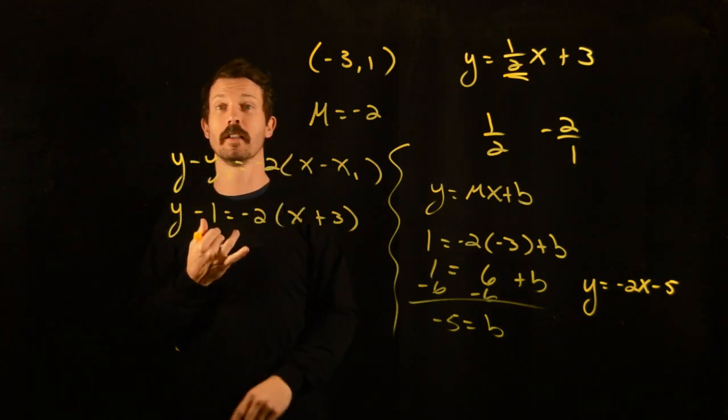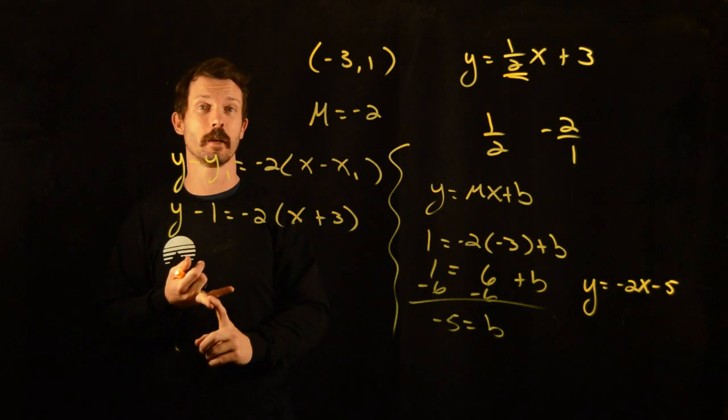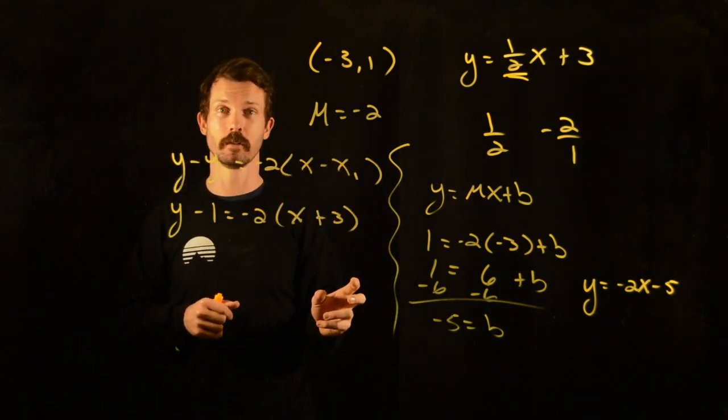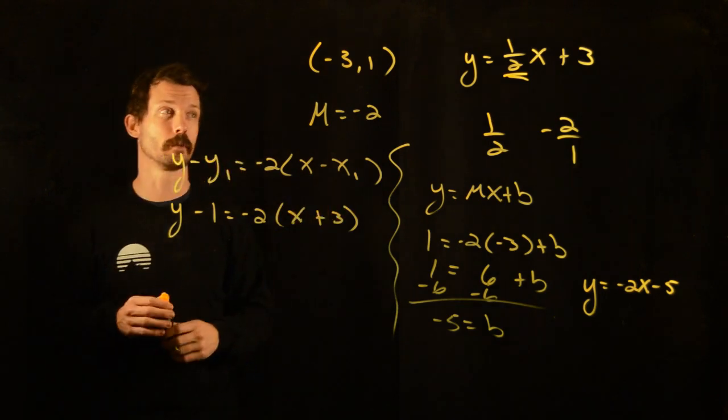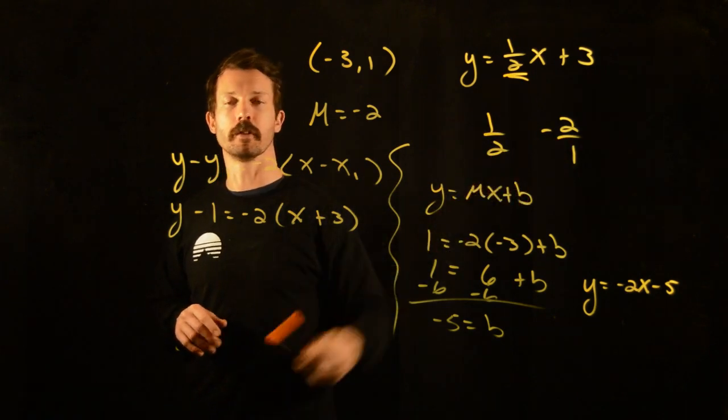So remember, parallel lines have the same slope, but different y-intercepts. Perpendicular lines have opposite reciprocal slopes. And it's okay if they have the same y-intercept. So just opposite, right? Opposite reciprocals.